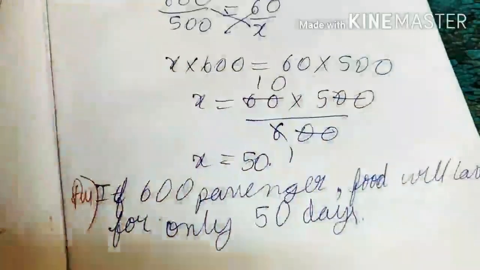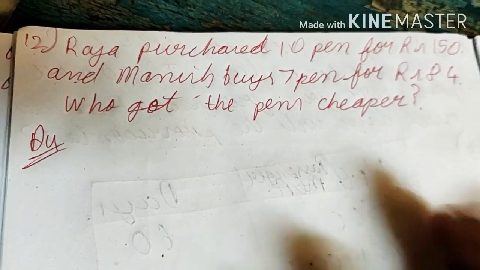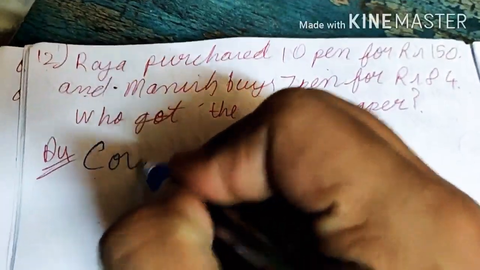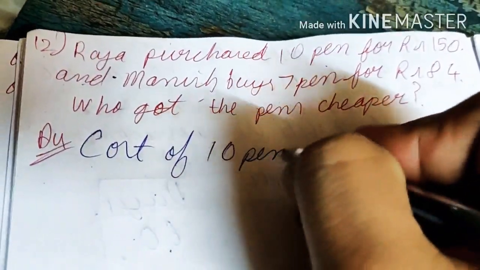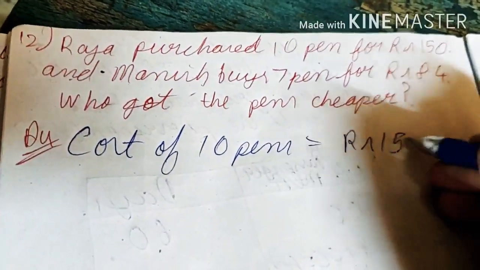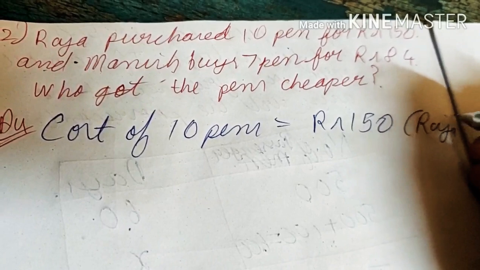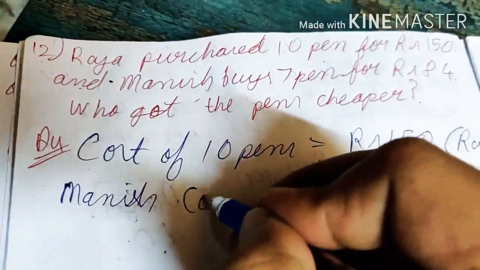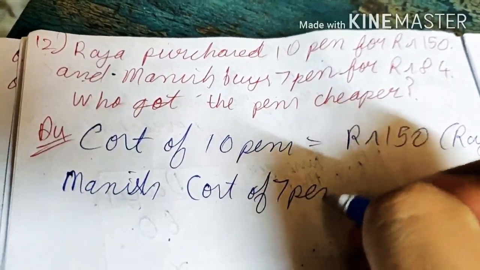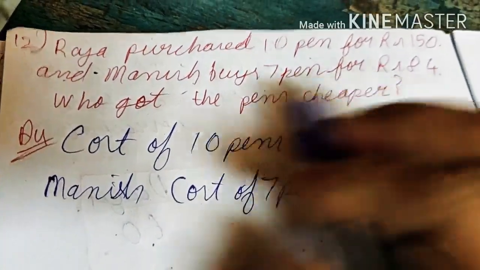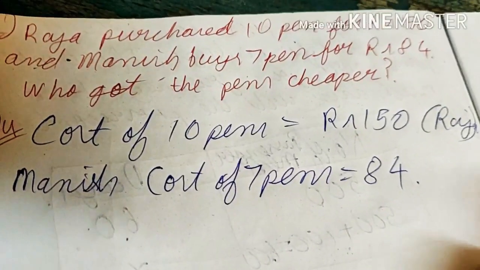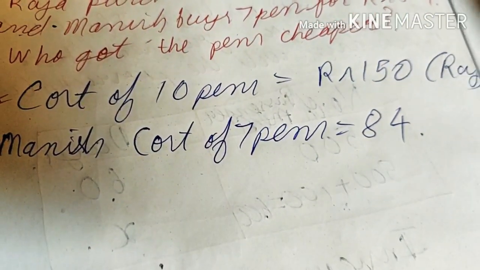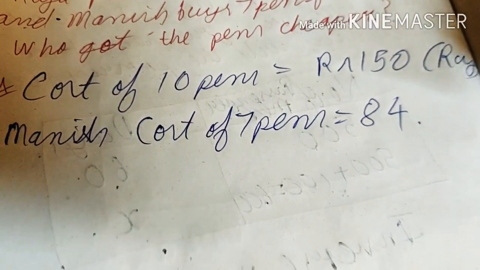Okay. So last question here is, Raja purchased 10 pens for rupees 150. Means cost of 10 pens equals rupees 150. This is for Raja. For Manish, cost of 7 pens equals 84. Question asks, who got the pen cheaper? Means who bought the pen at a lesser cost. The cost of pen was less in which case? We have to find this.